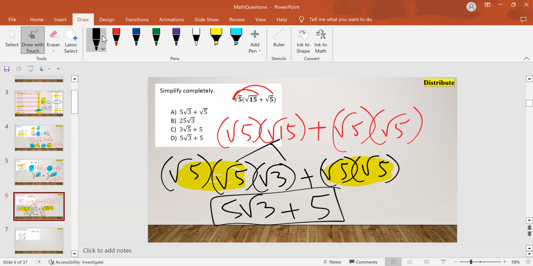So when you have 5 square root of 3 plus 5, please don't add the 5 to 3 or whatever. So it's just the final answer. And here, the best choice is D. Okay, so you have 5 square root of 3 plus 5. We continue.